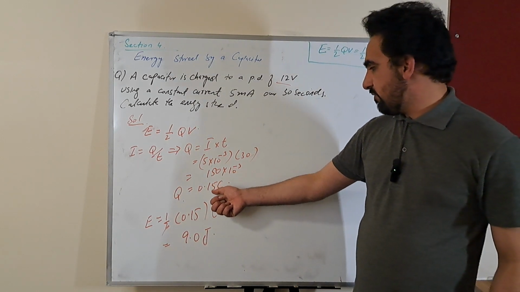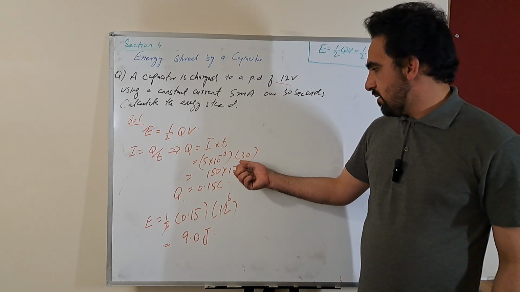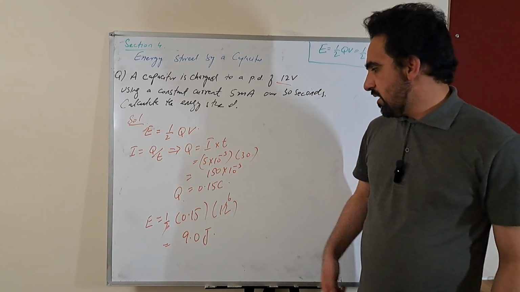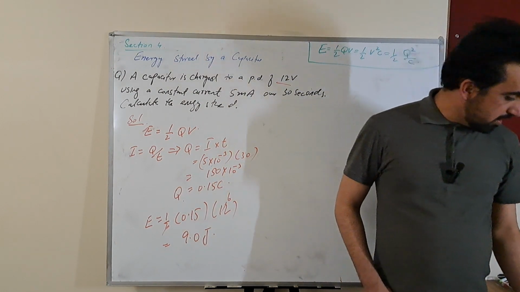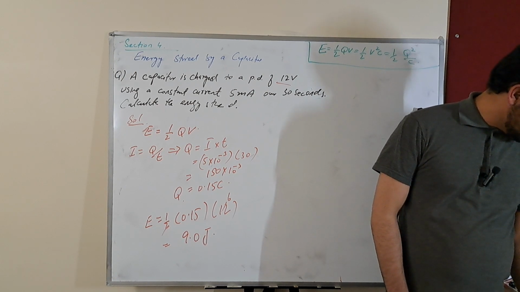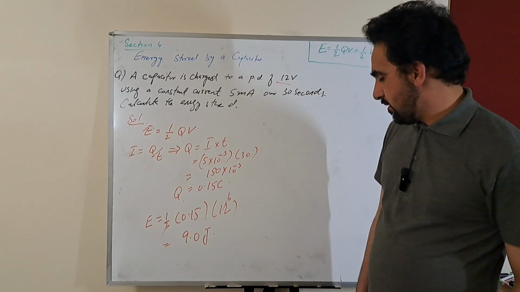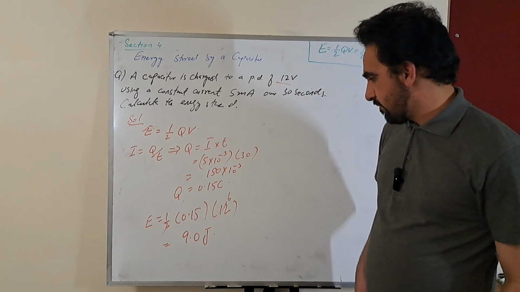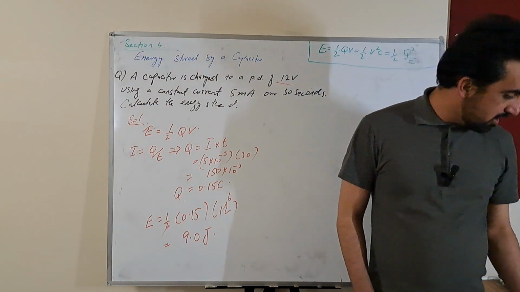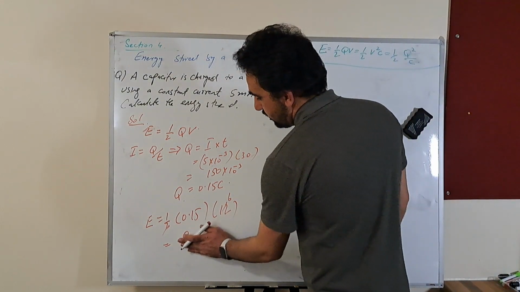150, is this right? 5 3s are 150, so 150 into 10 to the power minus 3 is 0.15 coulomb charge. Yeah. And then it should be 9.0 joule. Oh no, sorry.